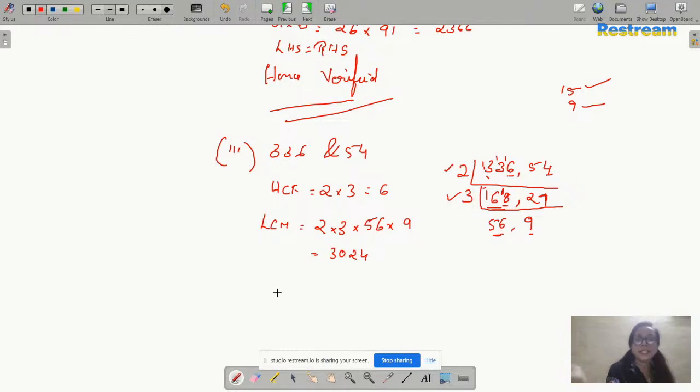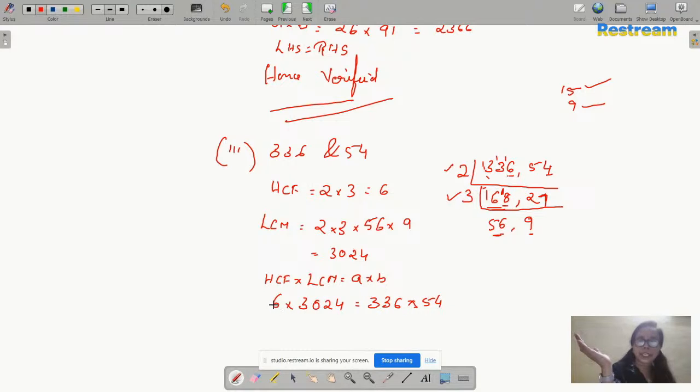Right, children? Now, what is the relationship? What do you want to verify? HCF into LCM is equal to A into B. Right? What is the HCF? 6 into LCM, which is 3024. Write the answer. 6 into 3024. What is A? A is equal to 336 into 54.